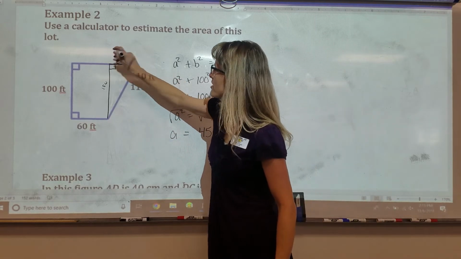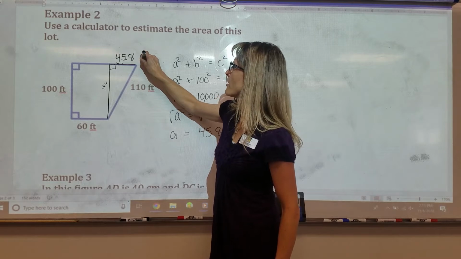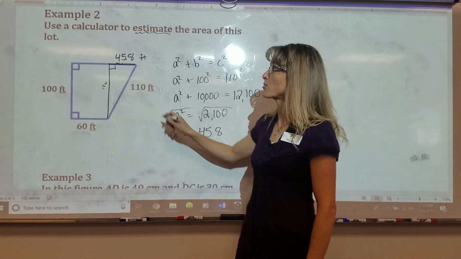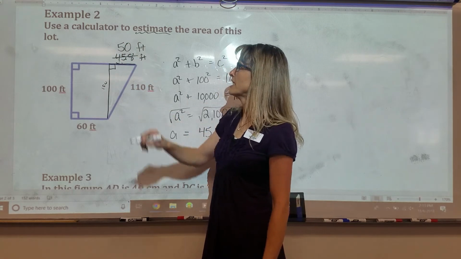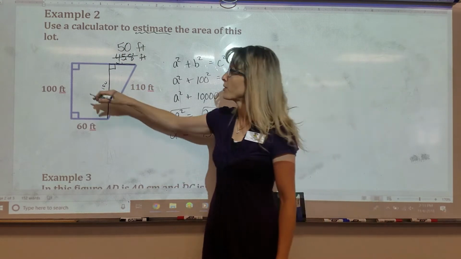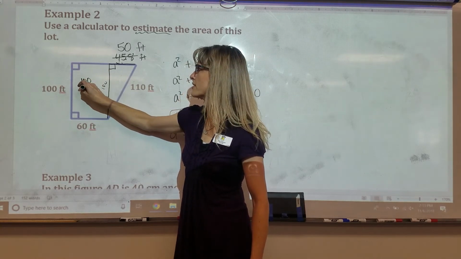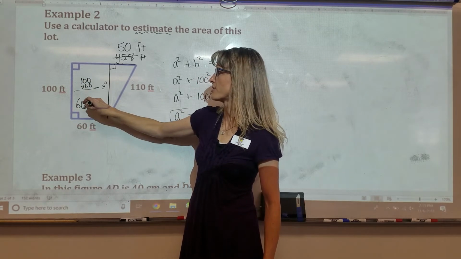So this, does it look about right? It looks about right. Since we get to estimate, I'm going to take the liberty and I'm going to round this to a nice easy number. I'm going to call it 50. Now we can find the area. We've got length times width, so 100 times 60. Can we just take the 60 and add 2 zeros? We're going to do that.